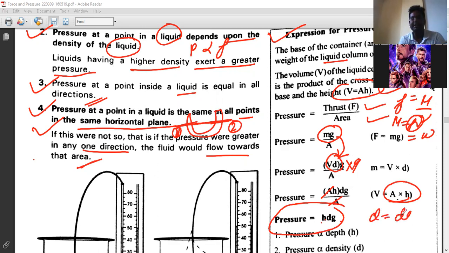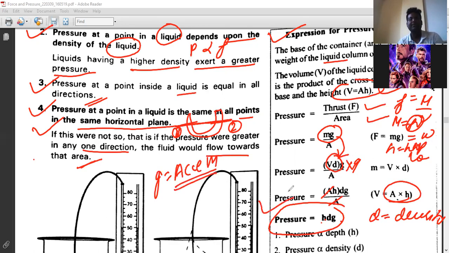Rho is the density, right? And h is the height of the container, and g is the acceleration due to gravity. So this is another expression for the pressure when liquid is in the container. So write the expression.